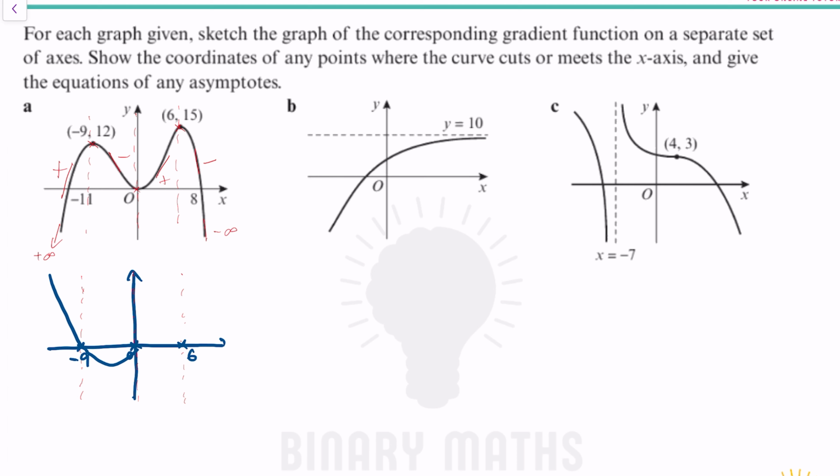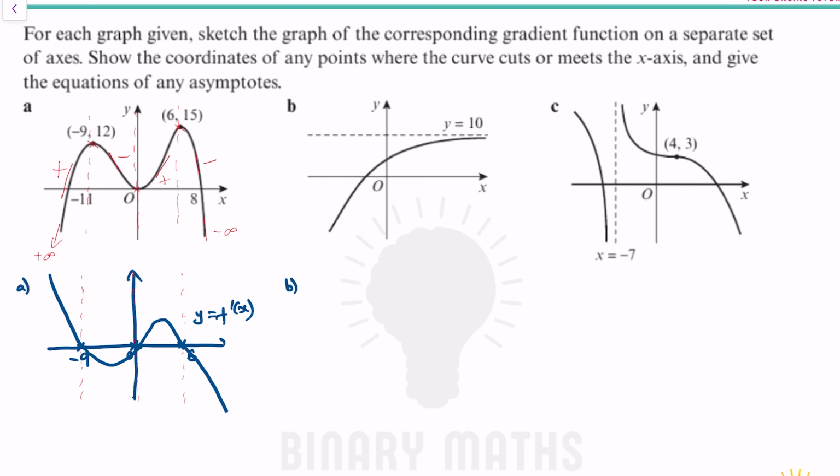It's going to end up looking like that. Between 0 and 6 is positive, so it's going to look something like that. And then between 6 and infinity it goes to negative infinity, so it looks like that. So this is y equals f dash of x. You can clearly see this is x equals 6. So it's -9, 0, and 6. Okay, so that was A.